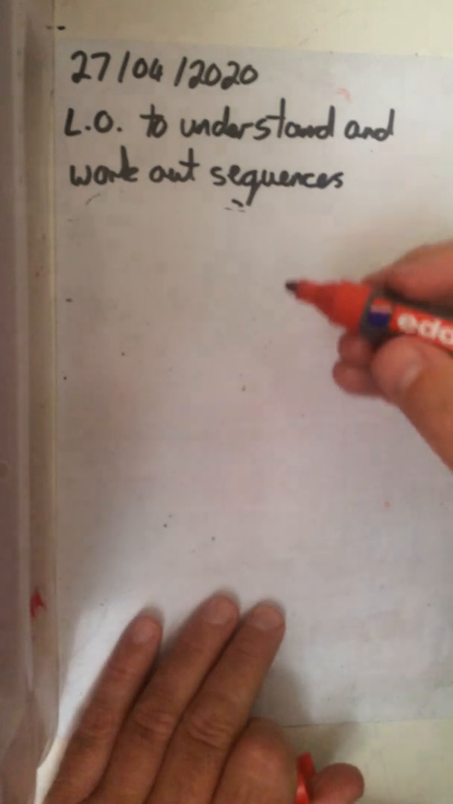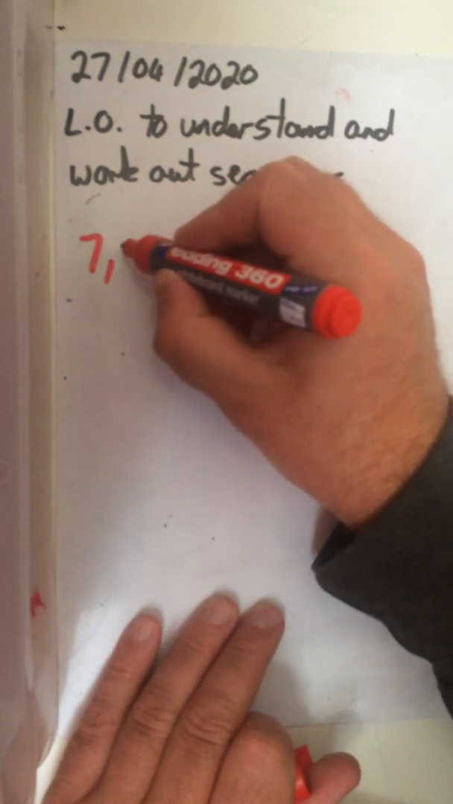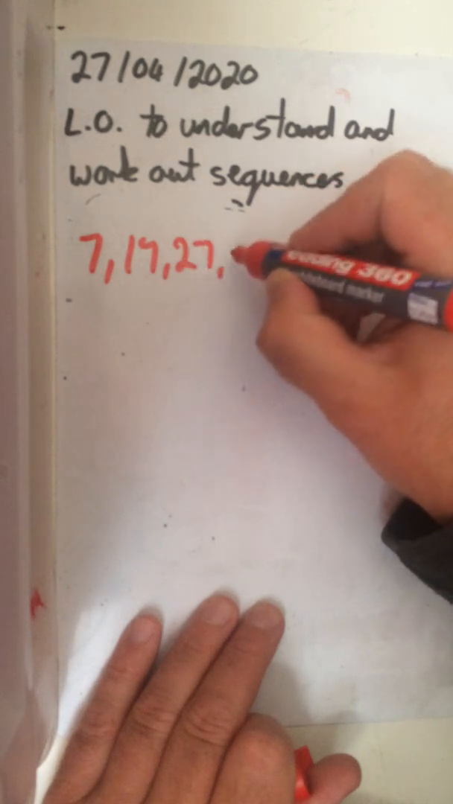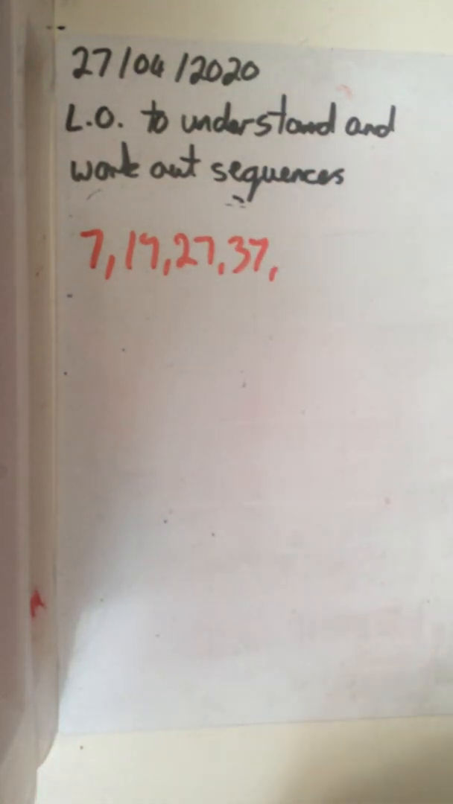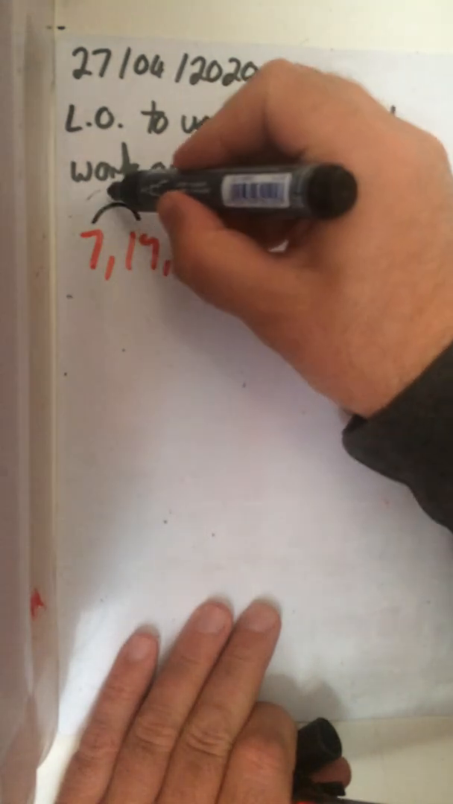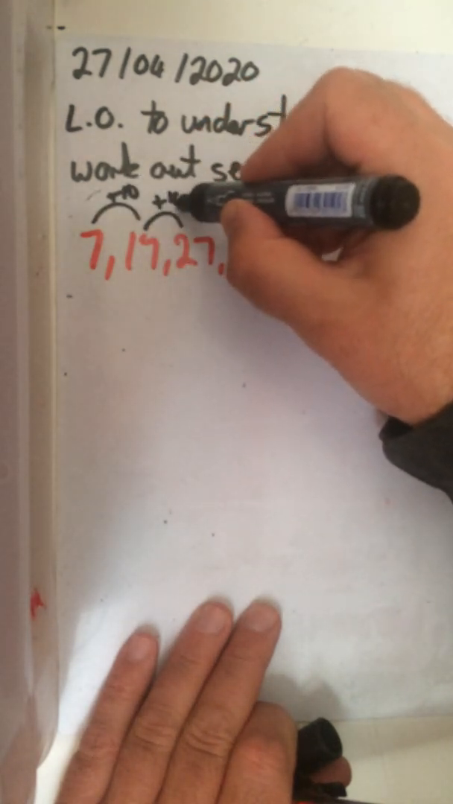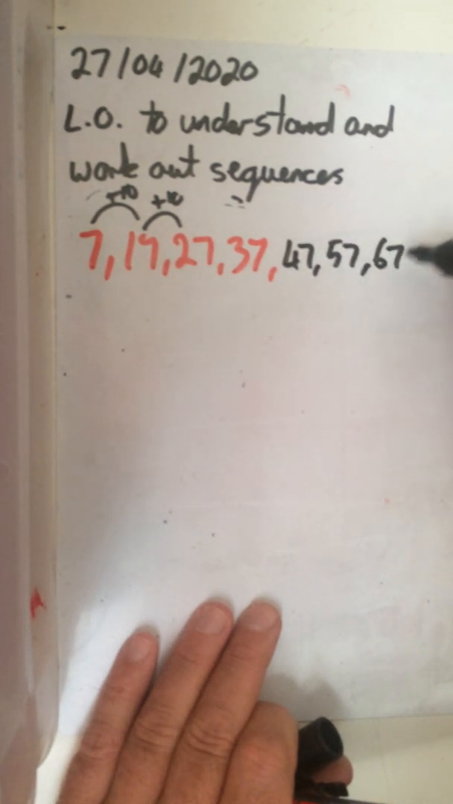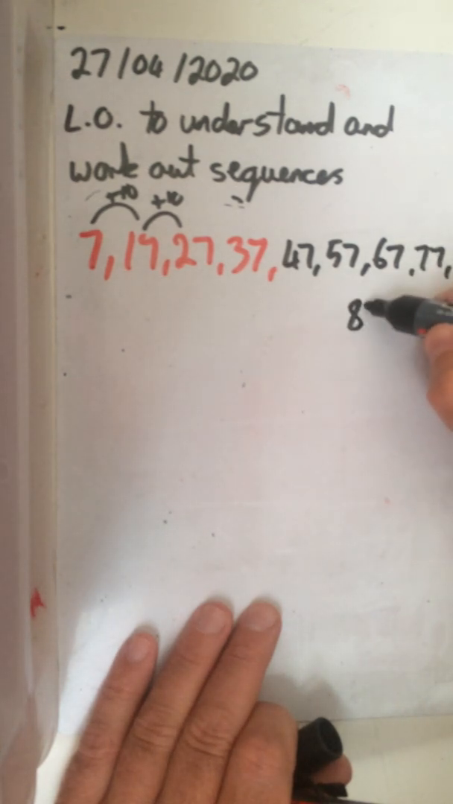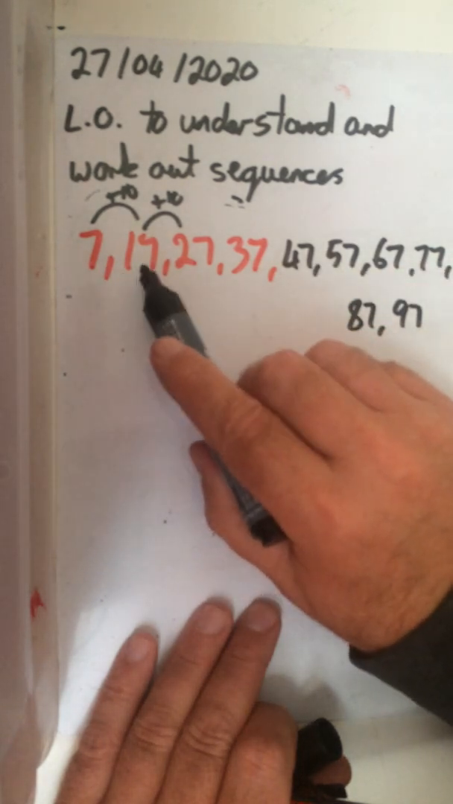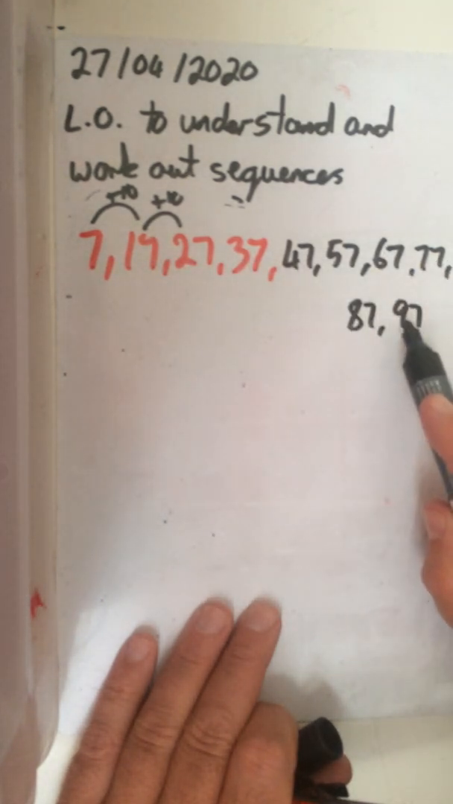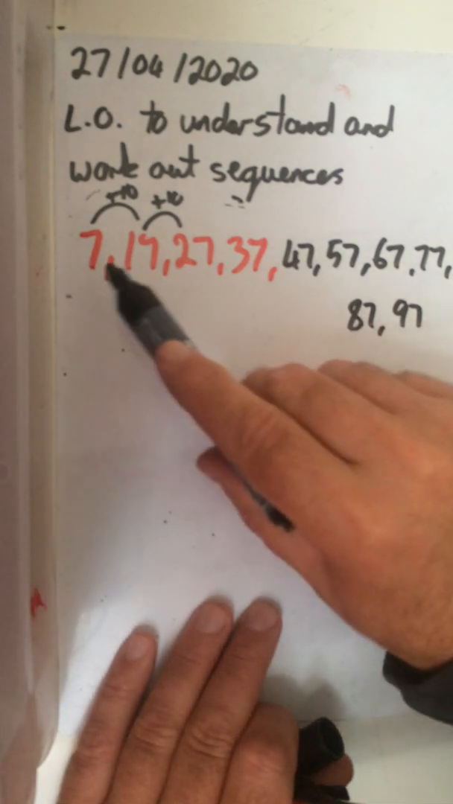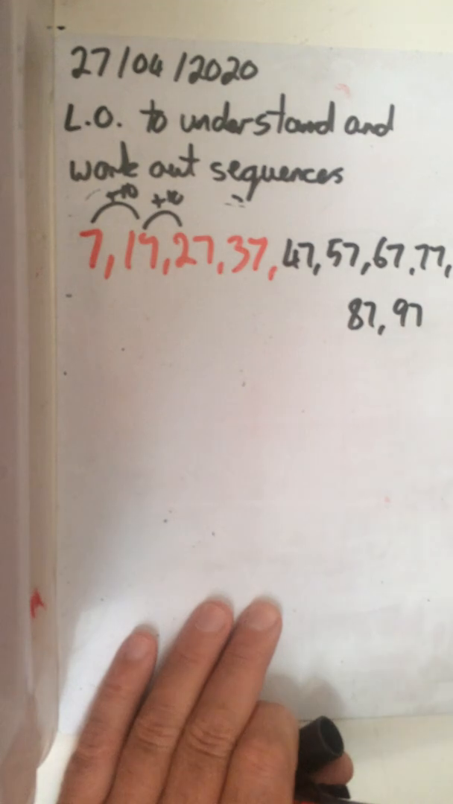Again, another straightforward one. So we've got 7, 17, 27, 37. Now you can see straight away each time you're just adding 10. Add 10, add 10. So it becomes 37, 47, 57, 67, and so on until we get to 77, 87, 97. 1, 2, 3, 4, 5, 6, 7, 8, 9, 10. Okay, our 10th number, 97.